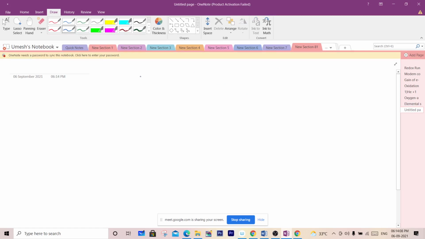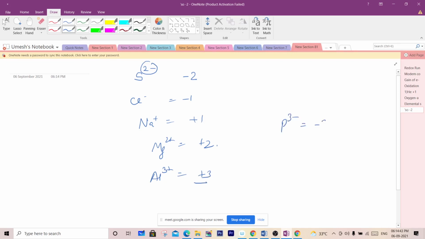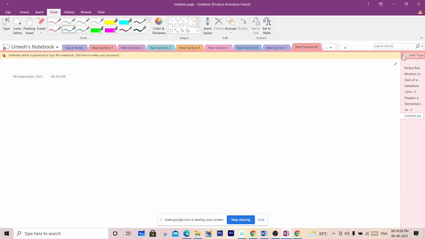Now, oxidation number of any ion is equal to its charge. If I say sulfide ion, then oxidation number is -2; Cl- is equal to -1; Na+ is equal to +1. Whatever the charge is on the ion, it is taken as that charge. Aluminum ion is +3. Whatever the charge is on any ion, that is its oxidation number. Clear?